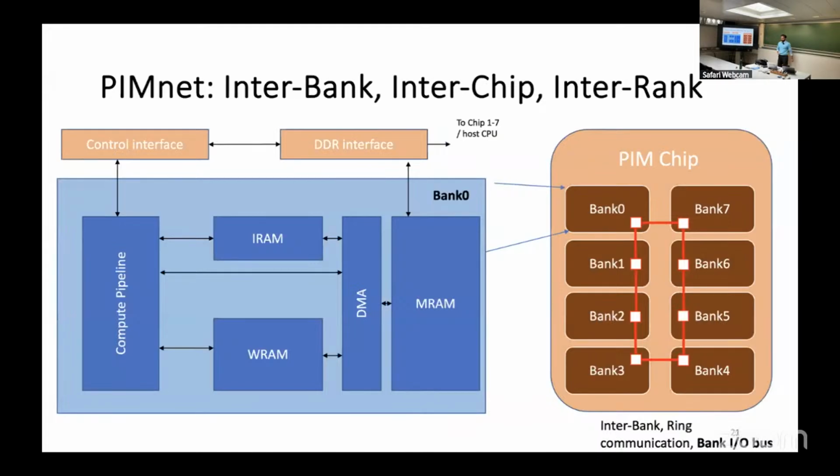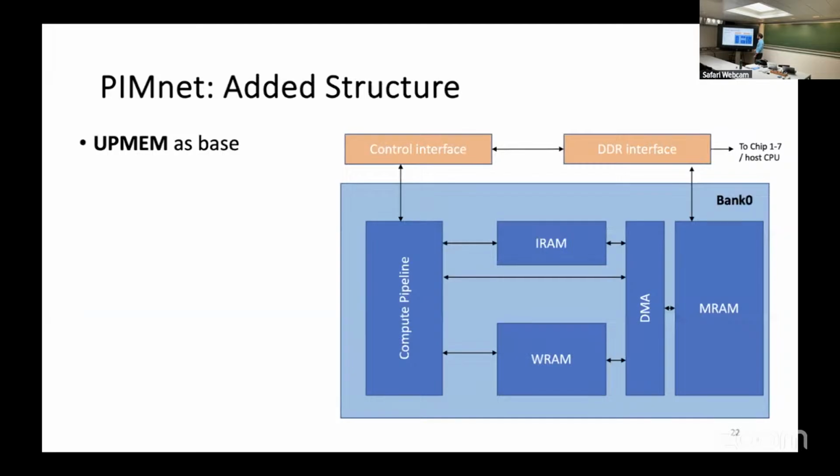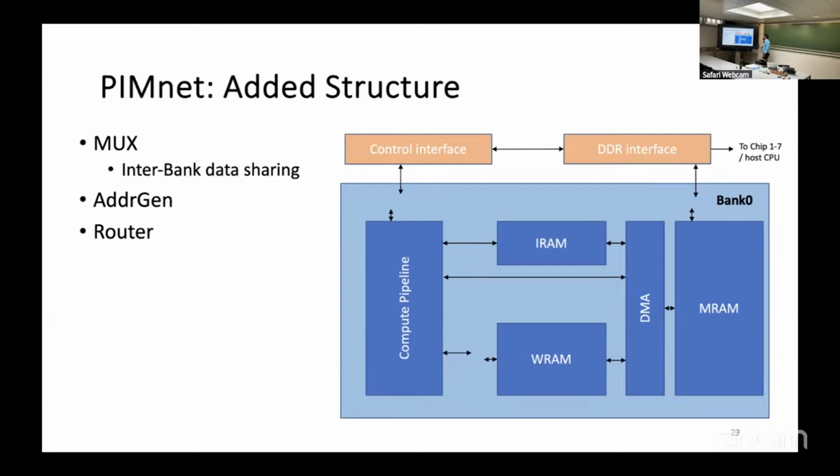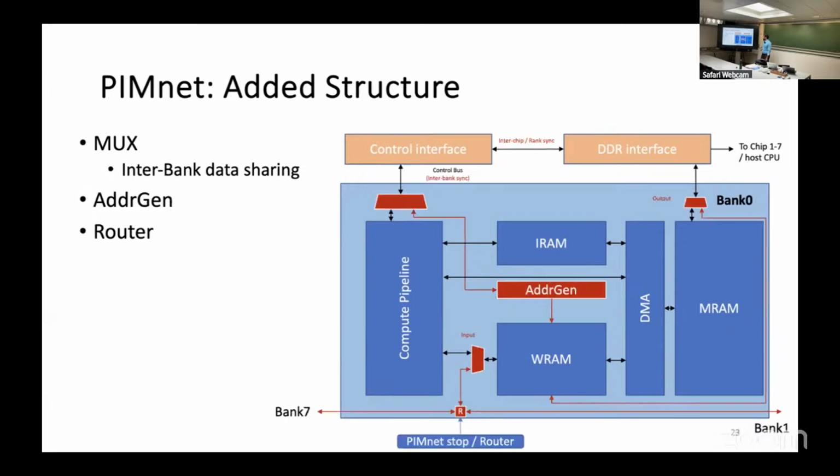So now we're going to move on to what it looks like inside the bank itself and how that's going to be changed up to improve this performance. So this is what we saw earlier. This is just a slightly different look of the UpMem base. And now we're going to add some muxes and adder generators and routers involved. So everything that's in red is what PIMnet will be applying to the UpMem architecture.